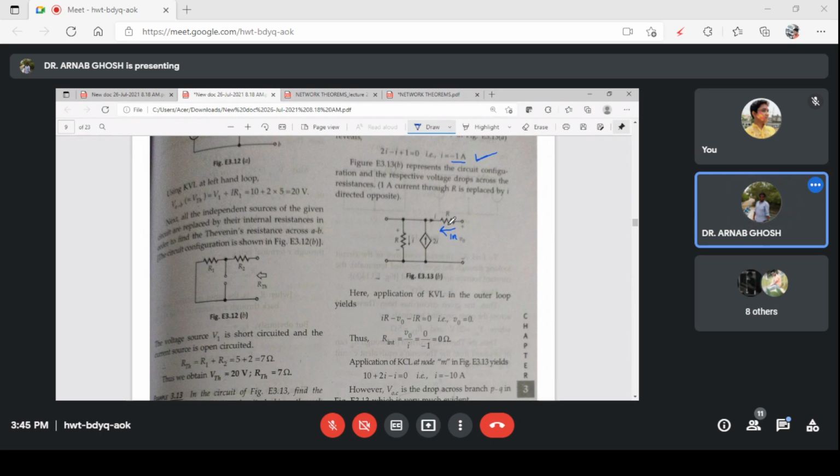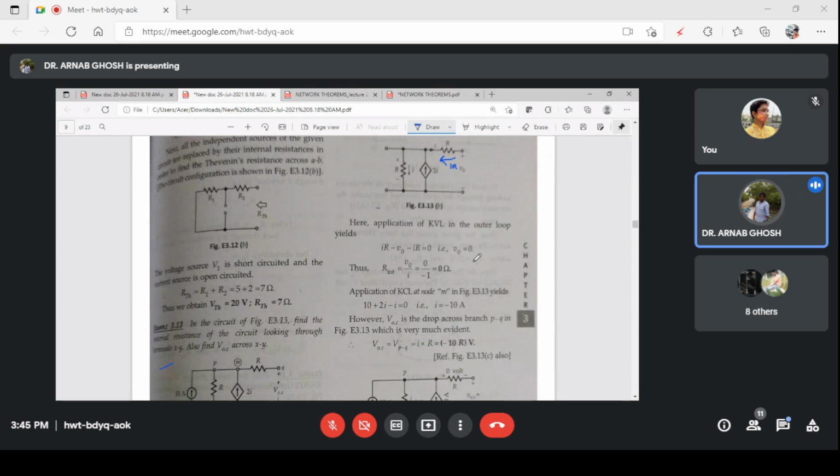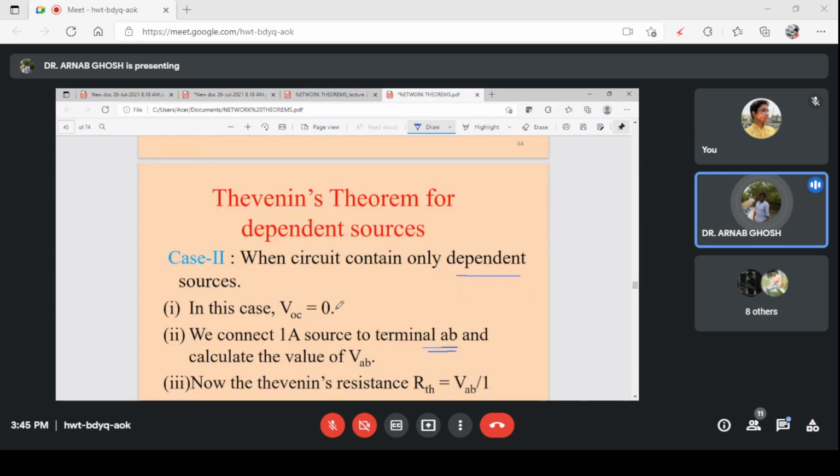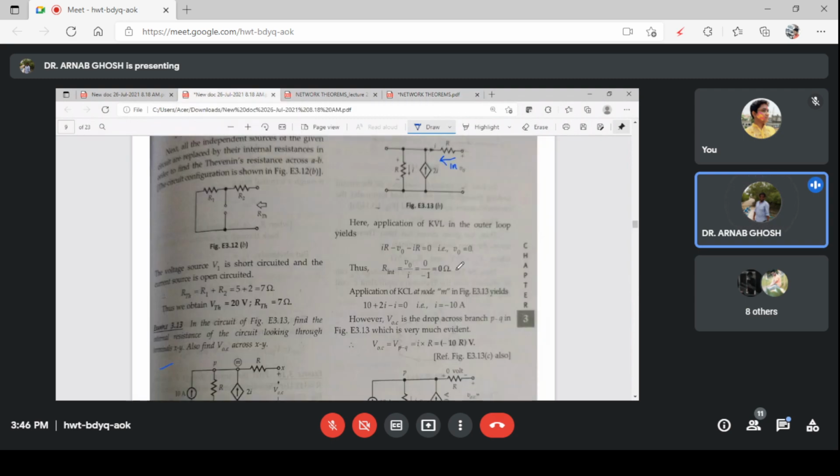Okay. Now, what voltage will be equal to 0? Open circuit voltage will be equal to 0. V0 will be 0. When I am considering only the dependent source, your VOC will be equal to 0. So forget about what is written here, just remember 0. And R internal will be 0 by minus 1, that is 0 ohm.